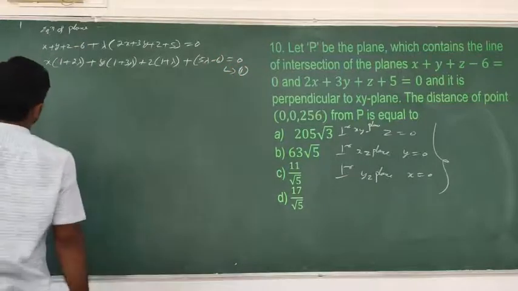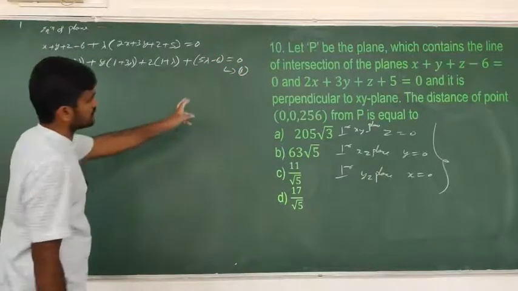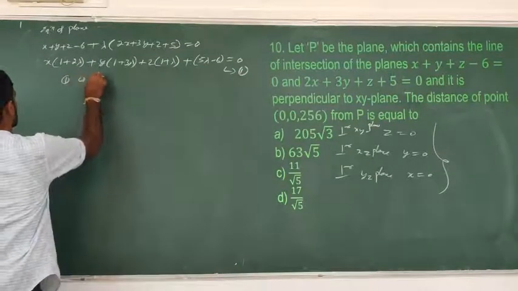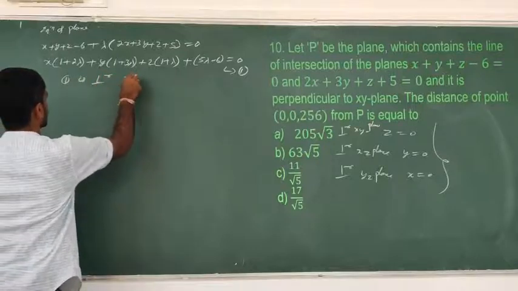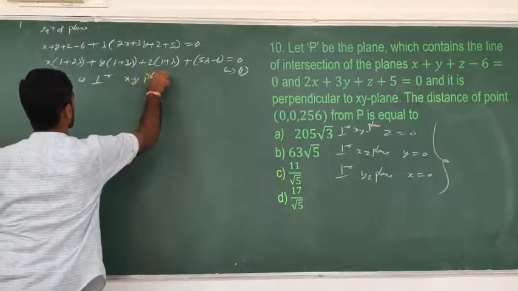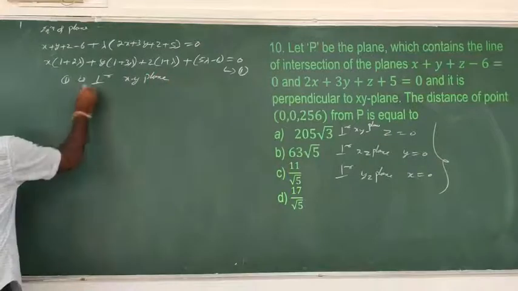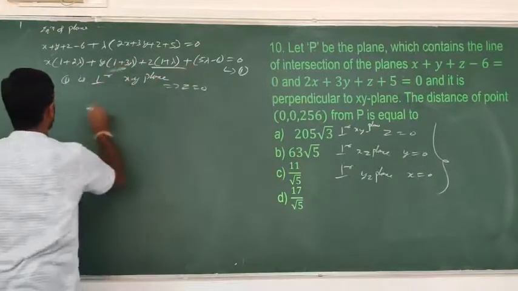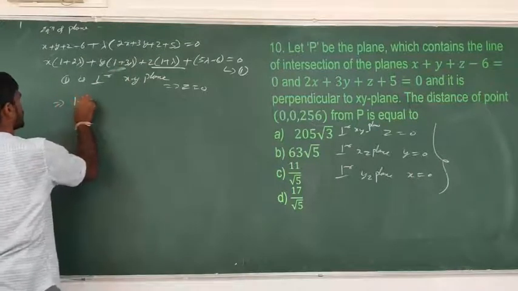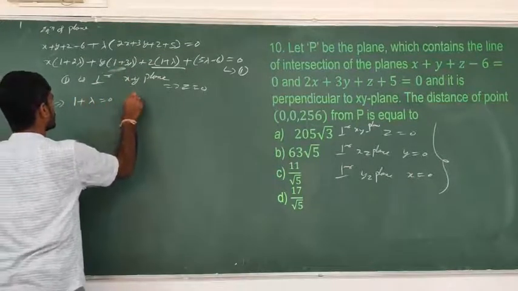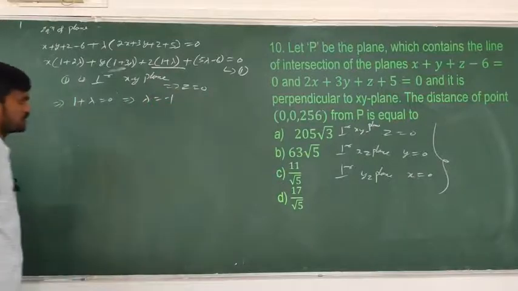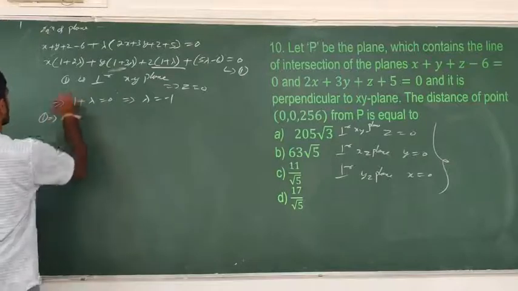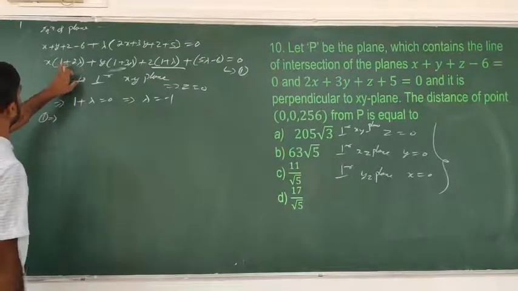Now this plane, equation 1, is perpendicular to xy plane. Then this implies that the coefficient of z is equal to 0. We need the z coefficient to be 0, right? Therefore this implies that 1 plus lambda is equal to 0. Then this implies that lambda is equal to minus 1. So lambda is equal to minus 1, then equation 1 becomes x into 1 plus 2 into minus 1.